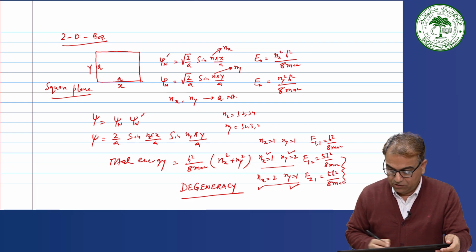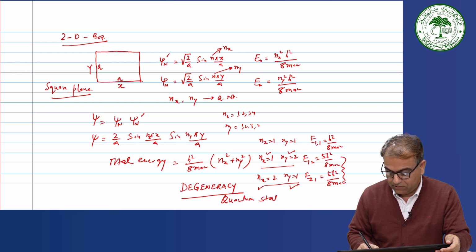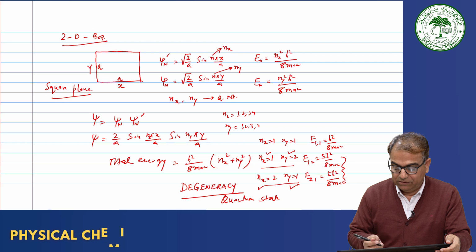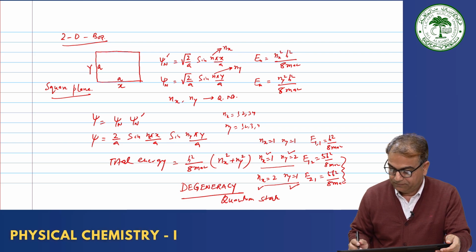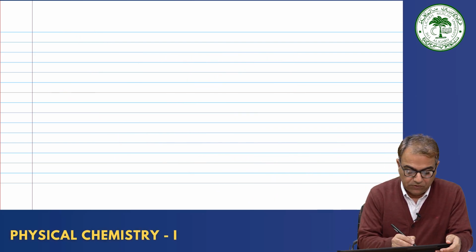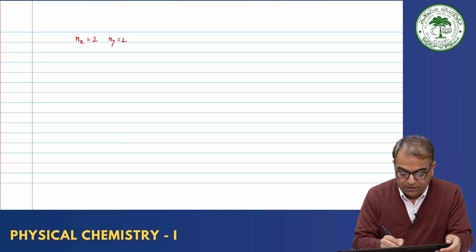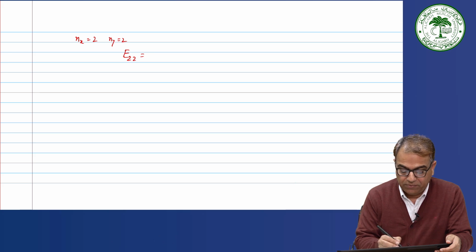Concept of degeneracy. So we have degenerate quantum state. So this way you can go for 2, 2 also. For nx is equal to 2 and ny is equal to 2, you have nx square plus ny square. So energy level will be E22, and that will be 4 plus 4, 8 h square divided by 8ma square.